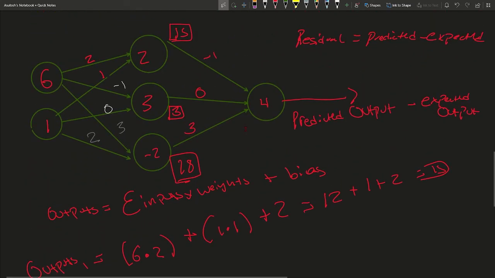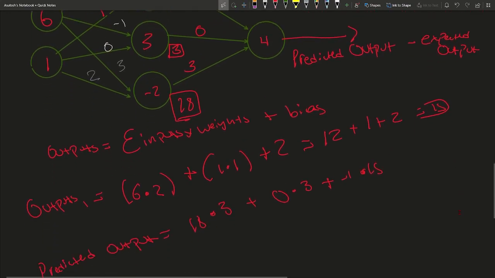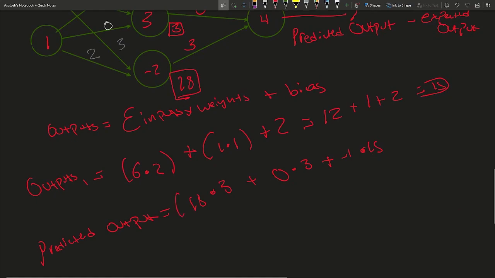Is equal to, so we have 18 times the 3 on this weight. So 18 times 3 plus 0 times 3 plus -1 times 15. Turned out well, not too big of a number. And then we add the bias of 4 at the end.